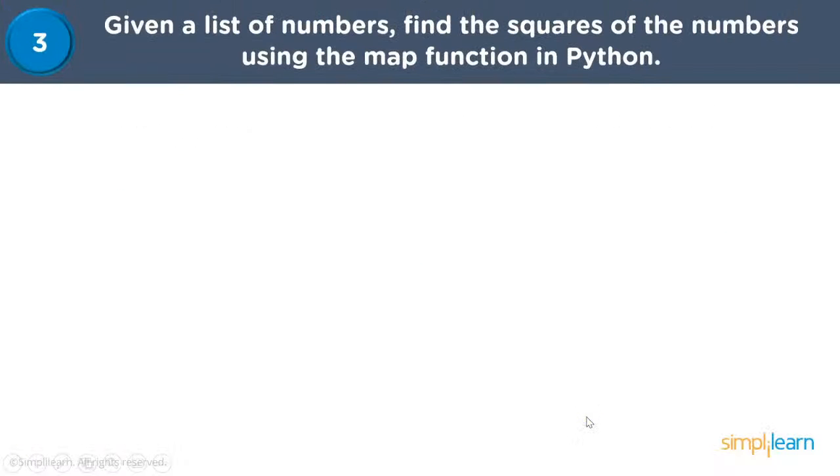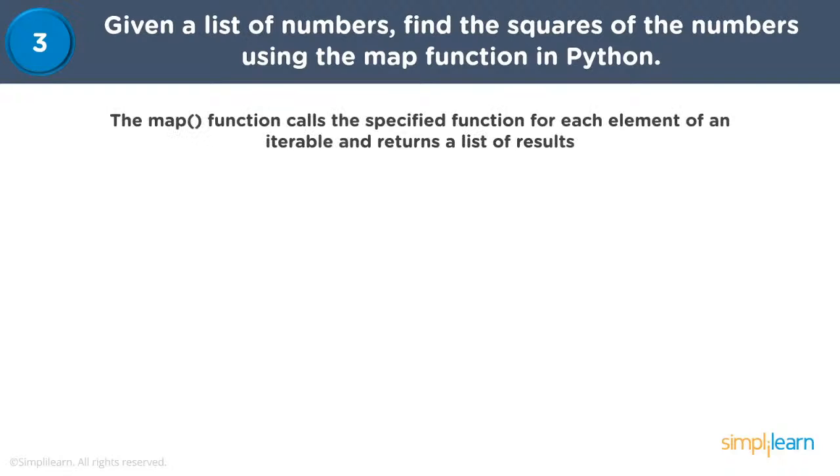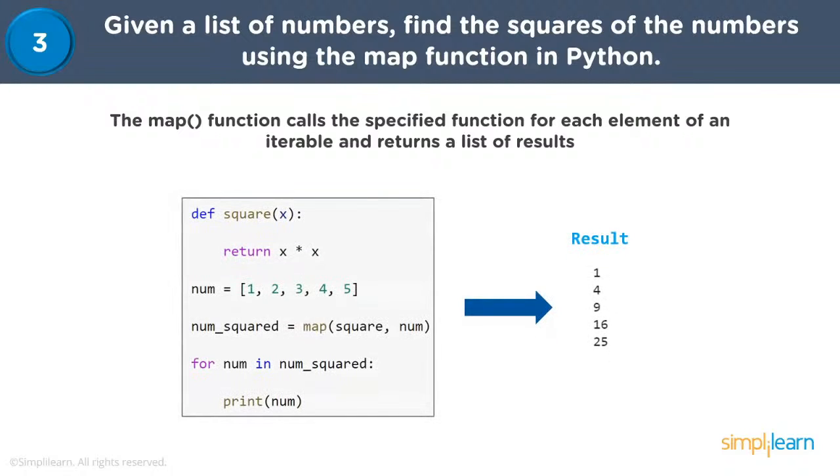Alright, so let's move to the third question. Our third question is, given a list of numbers, find the squares of the numbers using the map function in Python. Now the map function calls the specified function for each element of an iterable and returns a result. So let me show you an example to find out squares of a list of numbers using the map function.